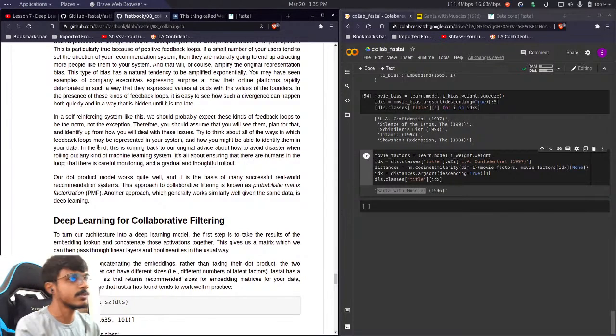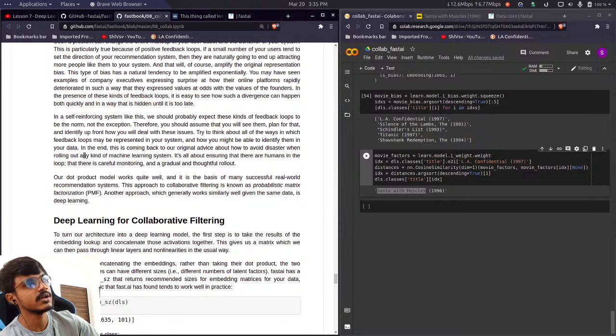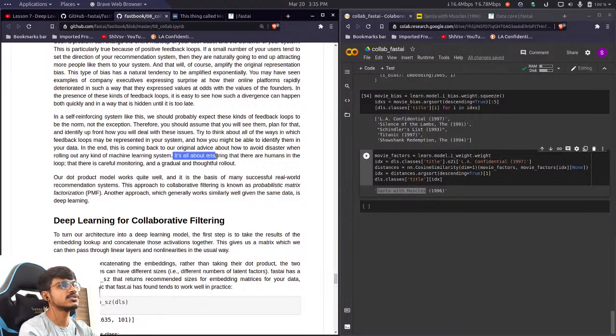This is coming back to our original advice about how to avoid disaster when rolling out any kind of machine learning system. It's all about ensuring that there are humans in the loop, that there is careful monitoring and a gradual and thoughtful rollout.